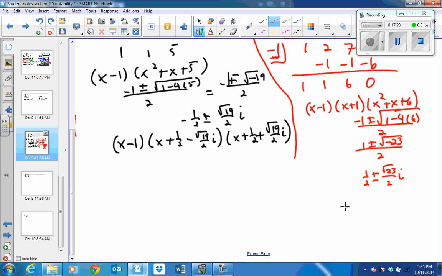So our linear factorization of this is going to be x minus 1 times x plus 1 times x minus 1/2 minus square root of 23 over 2i. And unfortunately I ran out of room. I'm going to write it out front. The other one's going to be x minus 1/2 plus square root of 23 over 2i.